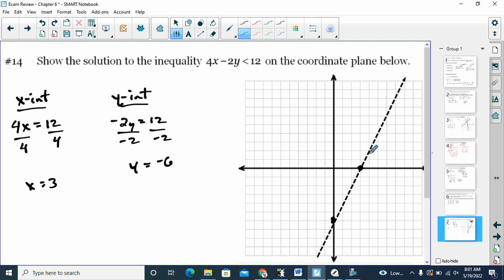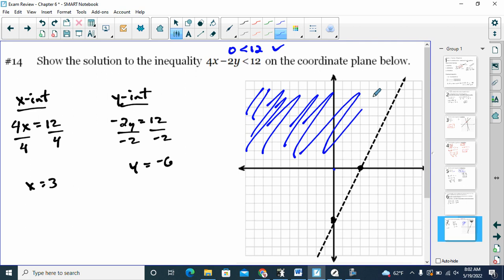And to figure out which way to shade, because x and y are on the same side, we're going to use a test point. The easiest test point to choose is 0, 0. The only time you can't use 0, 0 is if the line goes through that point. So if I put in 0 for x and 0 for y, I get 0 is less than 12, which is a true statement, which means I need to shade in 0, 0. And it's on this side, which means this side here is the side that gets shaded.